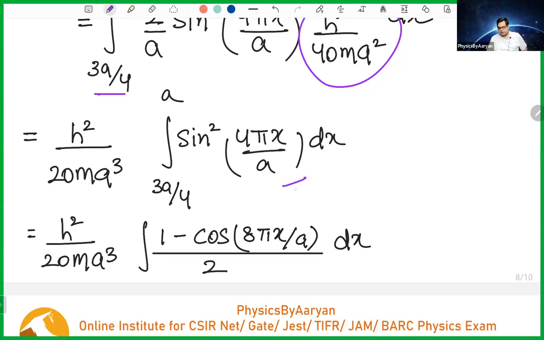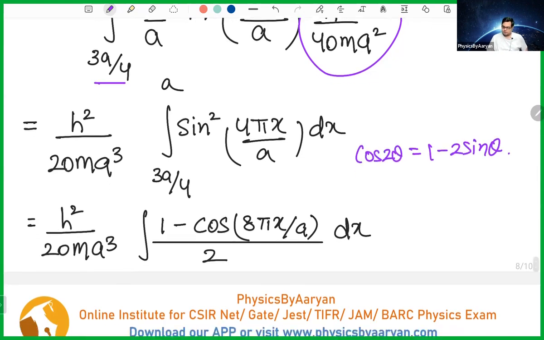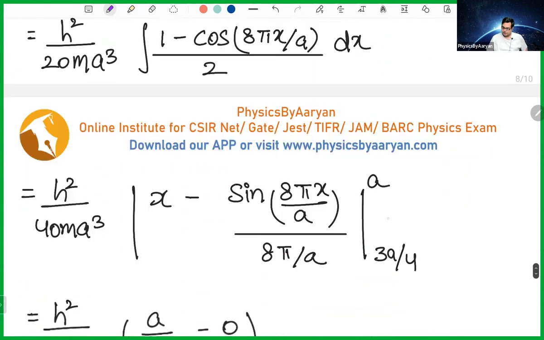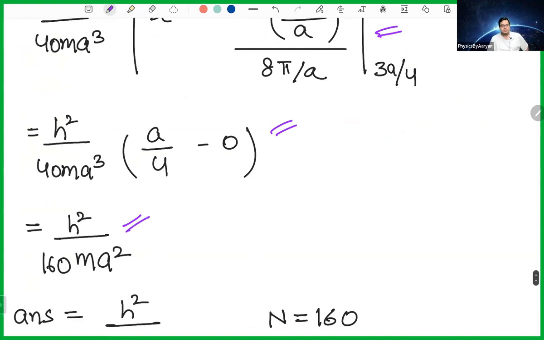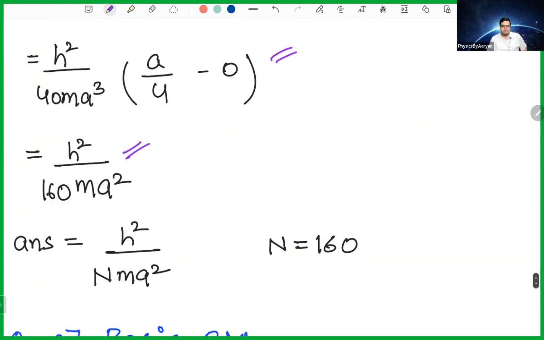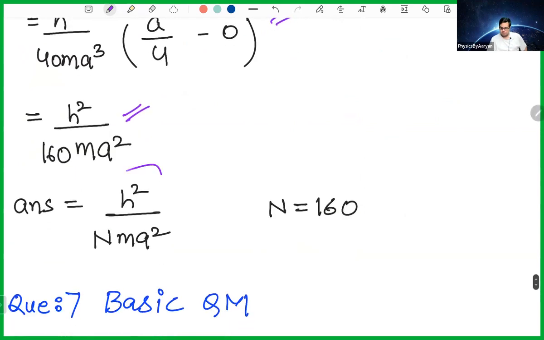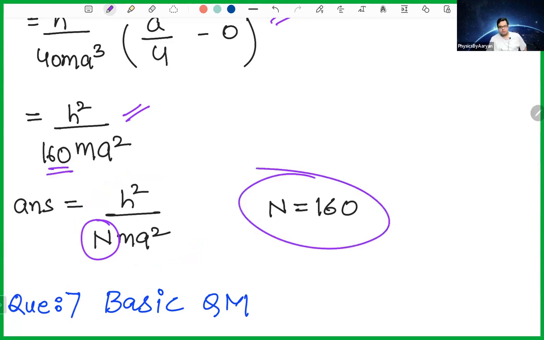Now you have to integrate this, and you know how to integrate sine square theta. We use the identity cos 2 theta equals 1 minus 2 sine square theta. So you can write it like this, integrate, and then put the limits. If you put the limits, the final answer you will get is h cut square by 160 m a square. What they're asking is that the answer is h square by n m a square, and they're asking what n is. n is 160. So the answer to this question is 160.